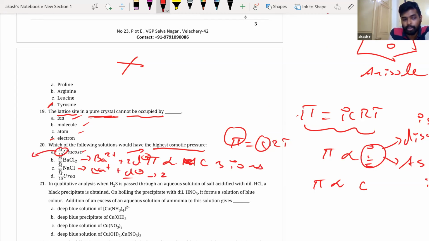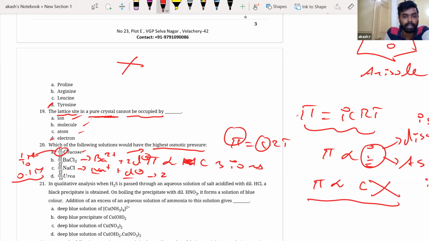If I write M by 10 glucose or M by 10 BaCl2, what is the molarity I'm talking about? Please understand, it is nothing but 1 by 10 M. That means 0.1 M. Please remember this. M by 10 means 1 by 10 M, which is nothing but 0.1 M. All are 0.1, 0.1, 0.1. So this criteria is not going to come into the picture, that is, all the concentrations are same.